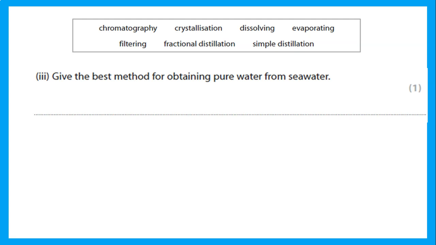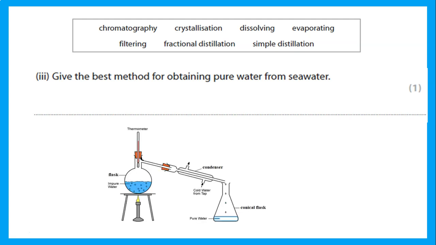So if I have a solution and I want the pure water, we use simple distillation. This is simple distillation, in which the water evaporates, boils at its boiling point, goes into the condenser, and it is cooled and condensed in the condenser so that it's collected as pure water.